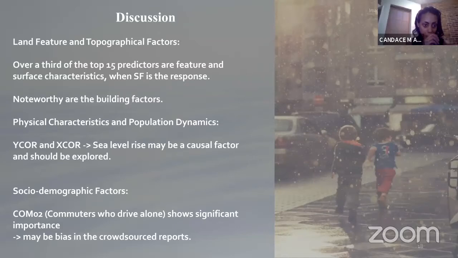So for the discussion, we find that over a third of the top 15 predictors are feature and surface characteristics when street flooding is a response. A noteworthy finding was that building factors heavily influenced street flooding spatial variability in New York City. We also found that the commuters who drove to work have strong significant importance. So this shows that there might be bias in crowdsourced data.